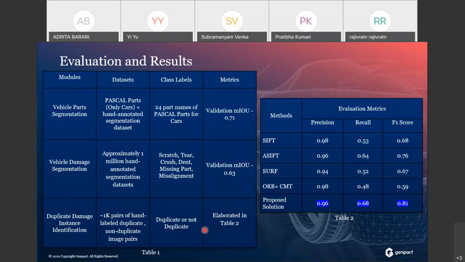And for the elaborated details, we go to table 2, wherein we are comparing it with the standard feature matching methods: SIFT, ASIFT, SURF, and ORB. If you see here in this table, our proposed solution gives us an F1 score of 0.81, which is higher than all the previous image matching methods that we have seen.